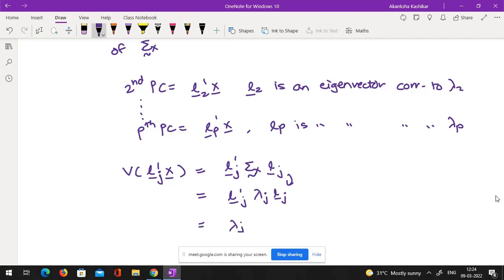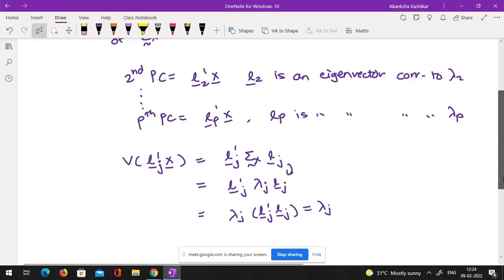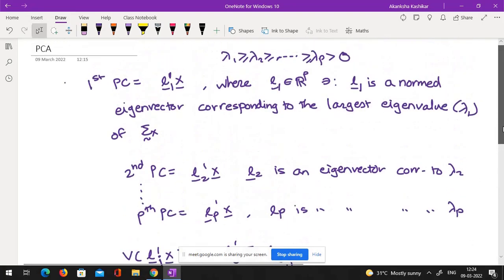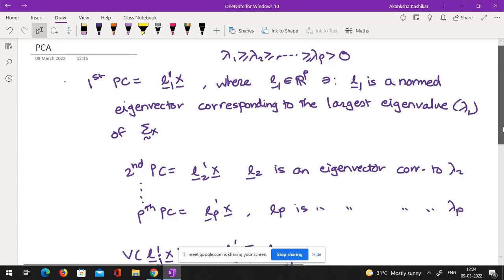Yes. Then lambda j is a scalar, so I can take it outside. So this becomes Lj prime Lj. But we are already putting a constraint that this is a normed eigenvector. So this becomes simply lambda j. So the variance of the jth principal component is actually the jth largest eigenvalue of the sigma matrix.